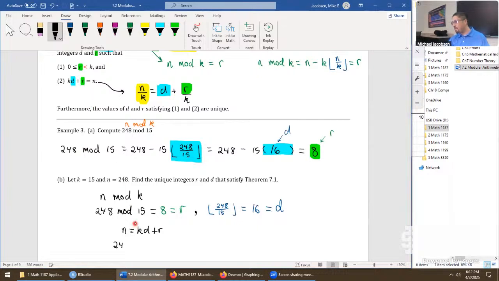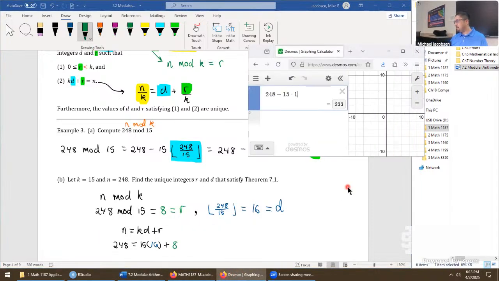So n is 248 equals k, that's 15, times the floor of 248/15, that was 16, then plus the remainder after dividing 248 by 15, that remainder was 8. Let's check this out. 15 times 16 plus 8 does in fact give us the 248. So we've got the right values.